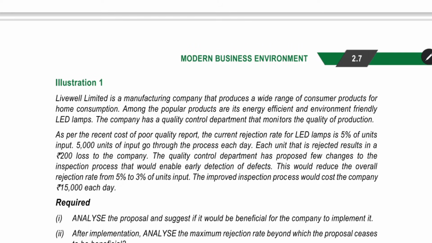Now we are going to see illustration number 1. In this question, what they are telling is that there is a company which produces LED lamps. Here they are having a process. There are daily 5,000 units of inputs going into the process. After going into the process, they have a rejection rate. That process is rejecting the products. How much is it rejecting? 5%. If you put 100 units into the process, it rejects 5 units. This is the current rejection rate.